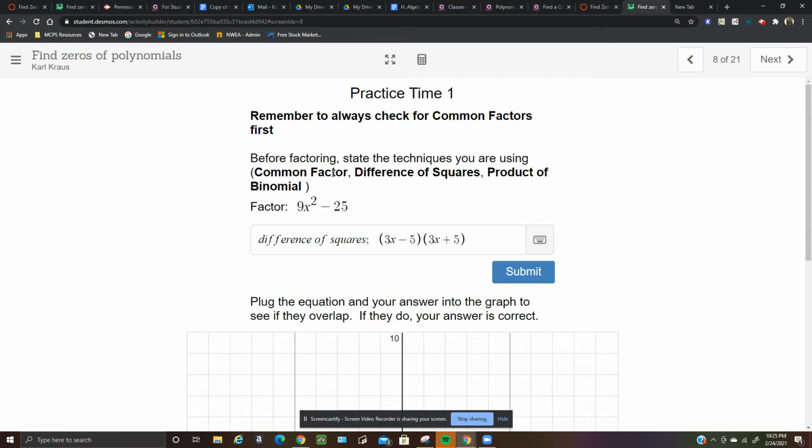Number 8, it says to state the technique and then factor. So this is a difference of squares. Square root of 9x squared is 3x. Square root of 25 is 5. And then put a minus and a plus there.